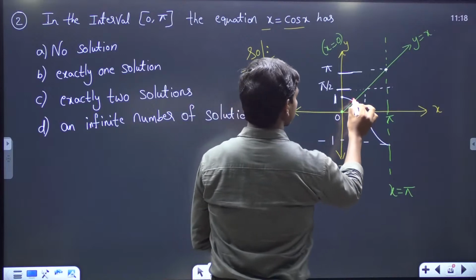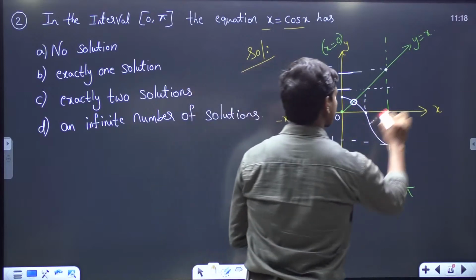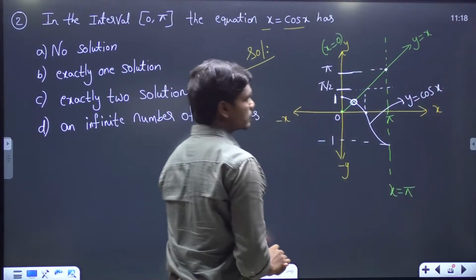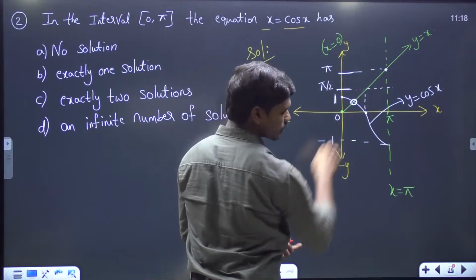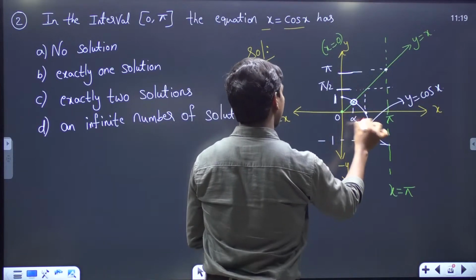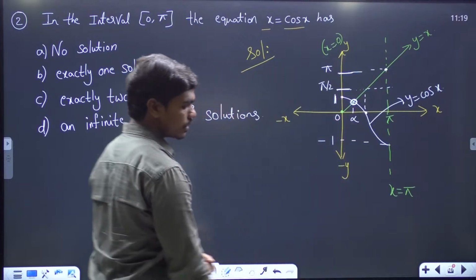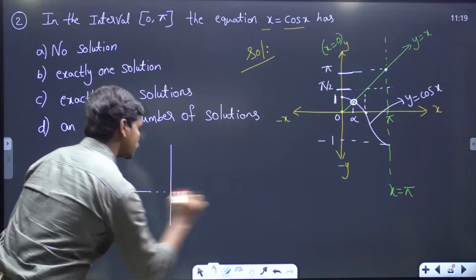Now if you see, there is one point of intersection between y is equal to x and y is equal to cos x, correct? So there is one point of intersection for the curves y is equal to x and y is equal to cos x, means there exists only one value of x where this x is same as this cos x. Okay, simple. Try to draw two graphs. You know, graph of cos x is something like this, correct?